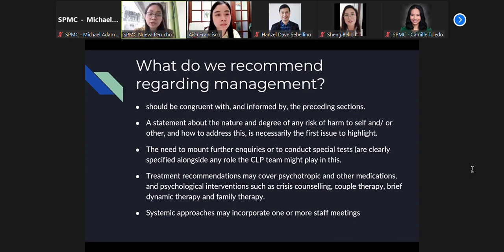Then treatment recommendations may cover psychotropic and other medications and psychological interventions as well, such as crisis counseling, couple therapy, brief dynamic therapy, and family therapy. Then systemic approaches may incorporate one or more staff meetings. So if needed, we can conduct a team approach, a team meeting for the patient.